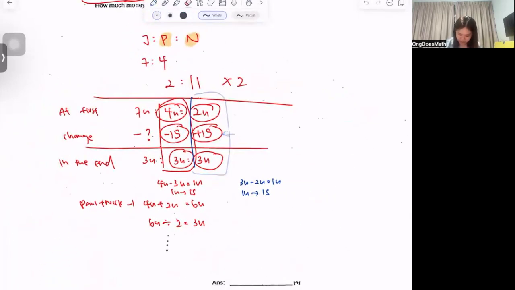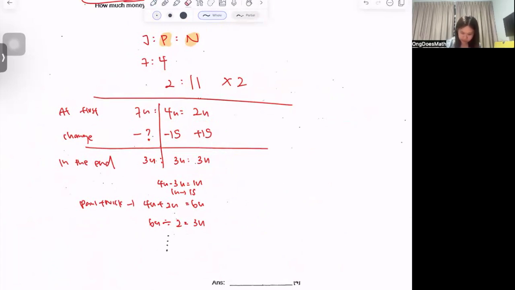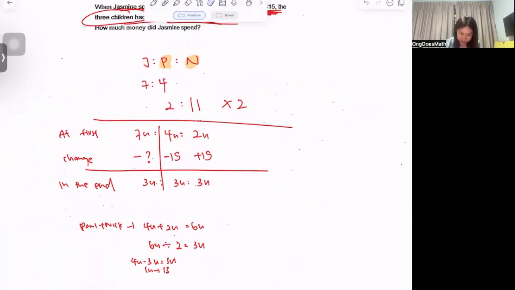If that is good, then I'll erase things and I'll shift this over. So 1 unit is 15. Then they ask you how much money did Jasmine spend? That was what question one was. So if you look at Jasmine, Jasmine is this girl over here, the one in blue.